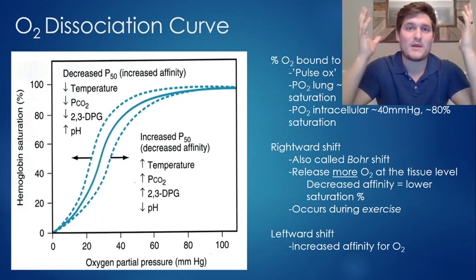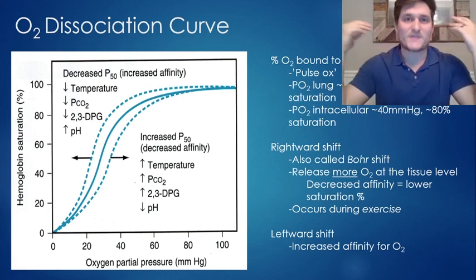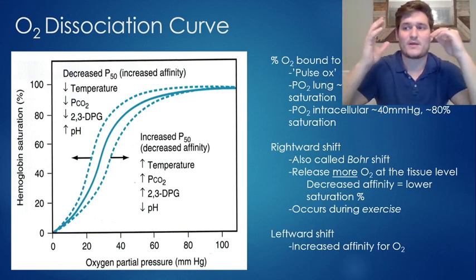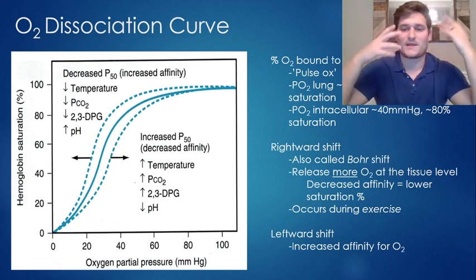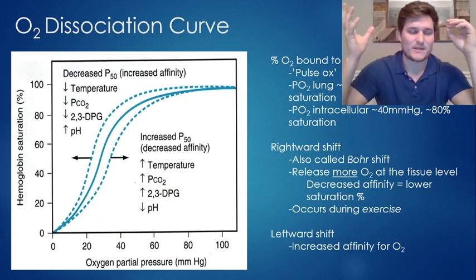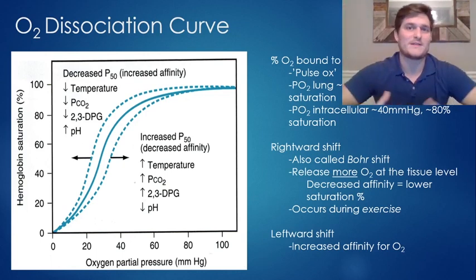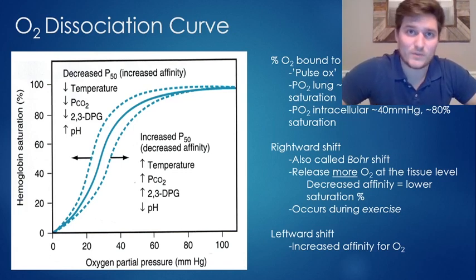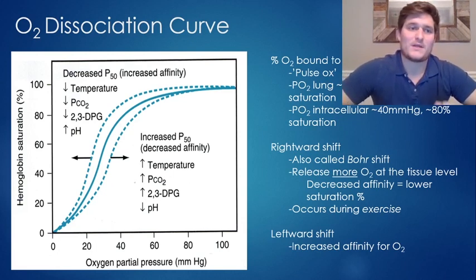Now, typically, you want to be above 95% saturation, and information about this has been talked about a little bit more because of COVID-19 and that disease's impact on our oxygen saturation, which can be troubling. But basically, the hemoglobin saturation tells us how much oxygen is bound to hemoglobin.